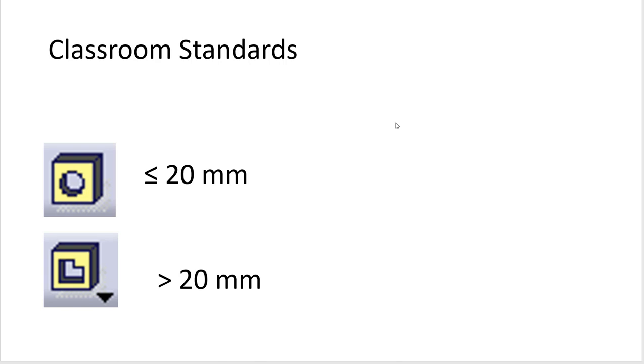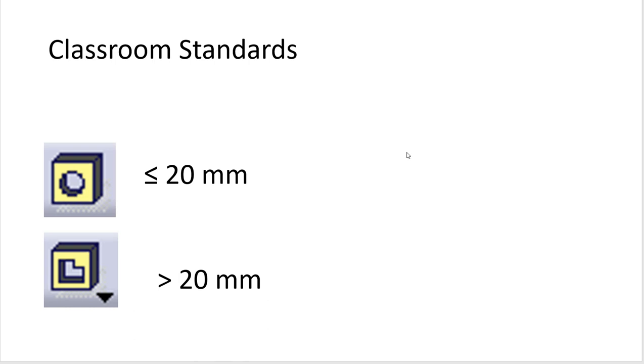Okay. So what are our classroom standards? Well, the classroom standards are that anything under 20 millimeters, or equal to 20 millimeters and below, is going to be made with a hole. Anything bigger than 20 millimeters, that's a pretty big diameter there. It's going to be hard to find a drill bit that's that big. So we've just kind of set this at 20 for the class. Now, if you go to a company, that may be different.